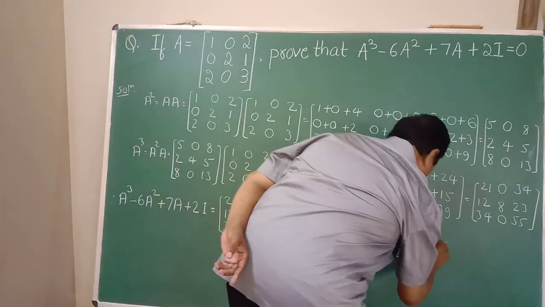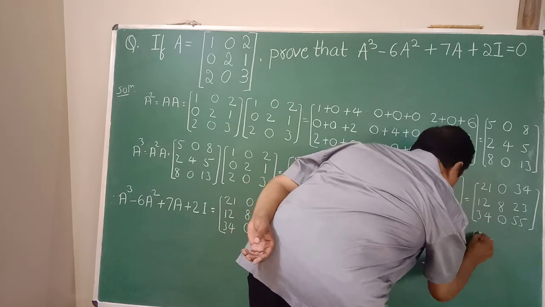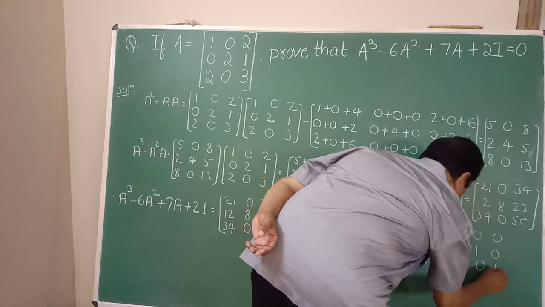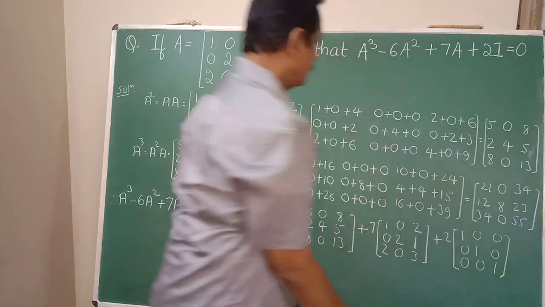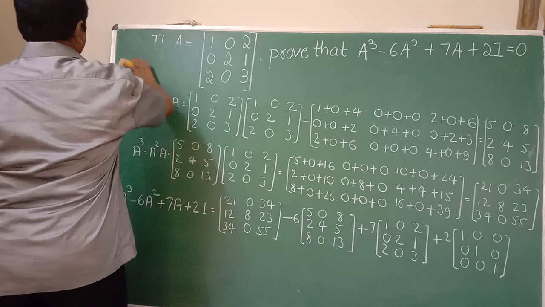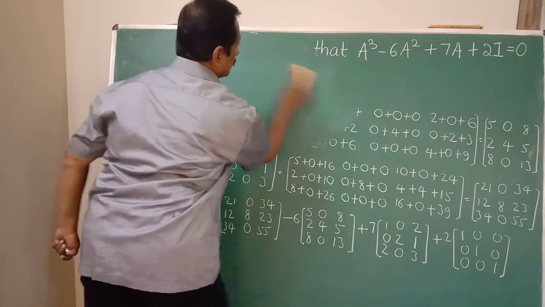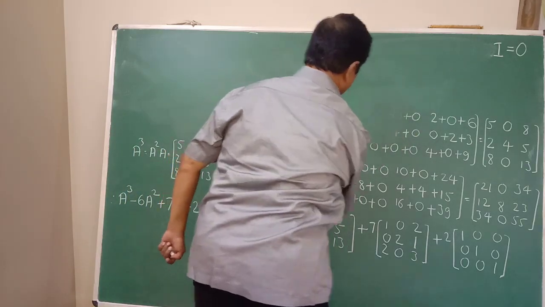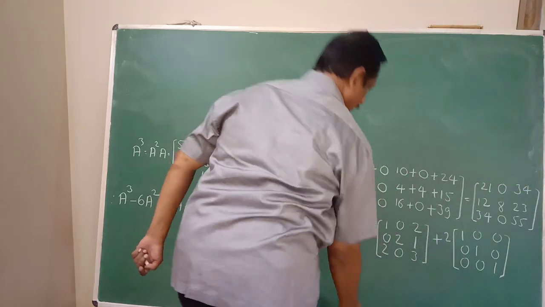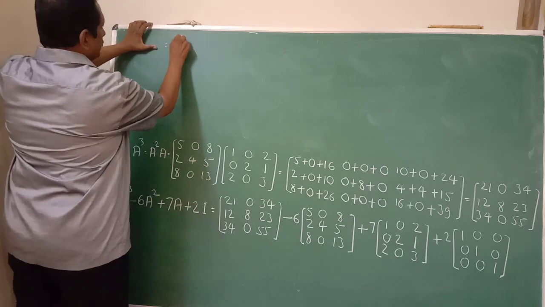Then 2 into I is there. Therefore 2 into I, where I is the identity matrix here. 1, 0, 0, 0, 1, 0, 0, 0, 1. Okay, 0, 0, 1. Now you simplify here. Okay, so this is equal to this matrix, keep as it is here.